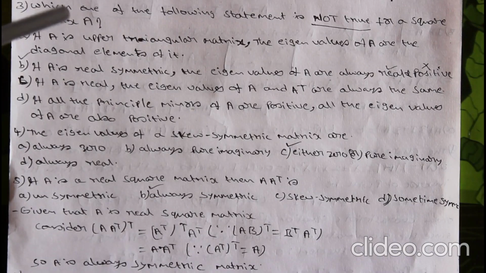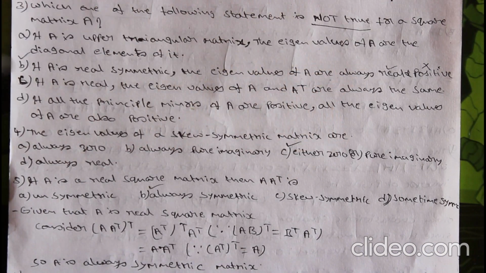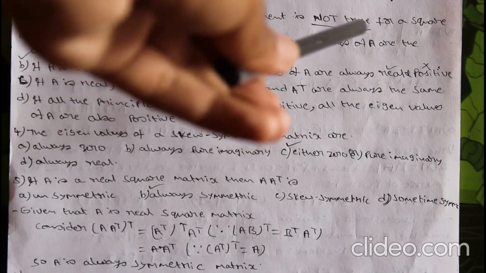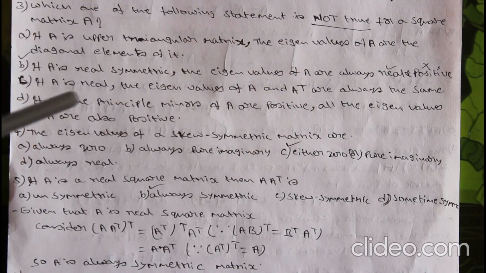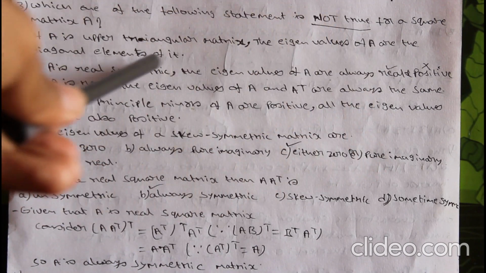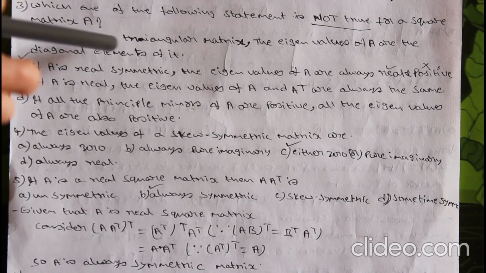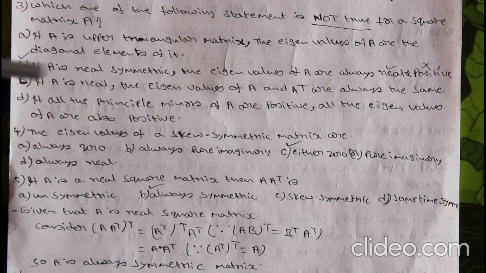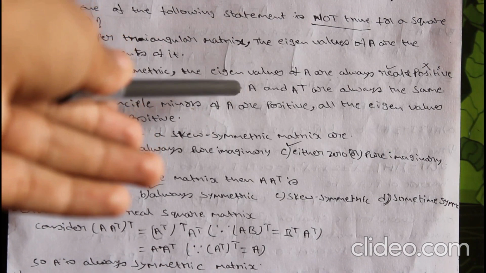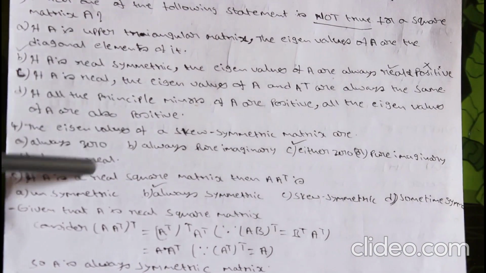Now look at question number 3. Which one of the following statements is not true for a square matrix A? It is asked to find the statement that is not true, meaning the false statement among the options. Look at option A: if A is an upper triangular matrix, the eigenvalues of A are the diagonal elements of it. This is covered in the properties of matrices in my previously uploaded videos, and also in numericals. Next, if A is real symmetric, the eigenvalues of A are always real and positive. Don't get confused.